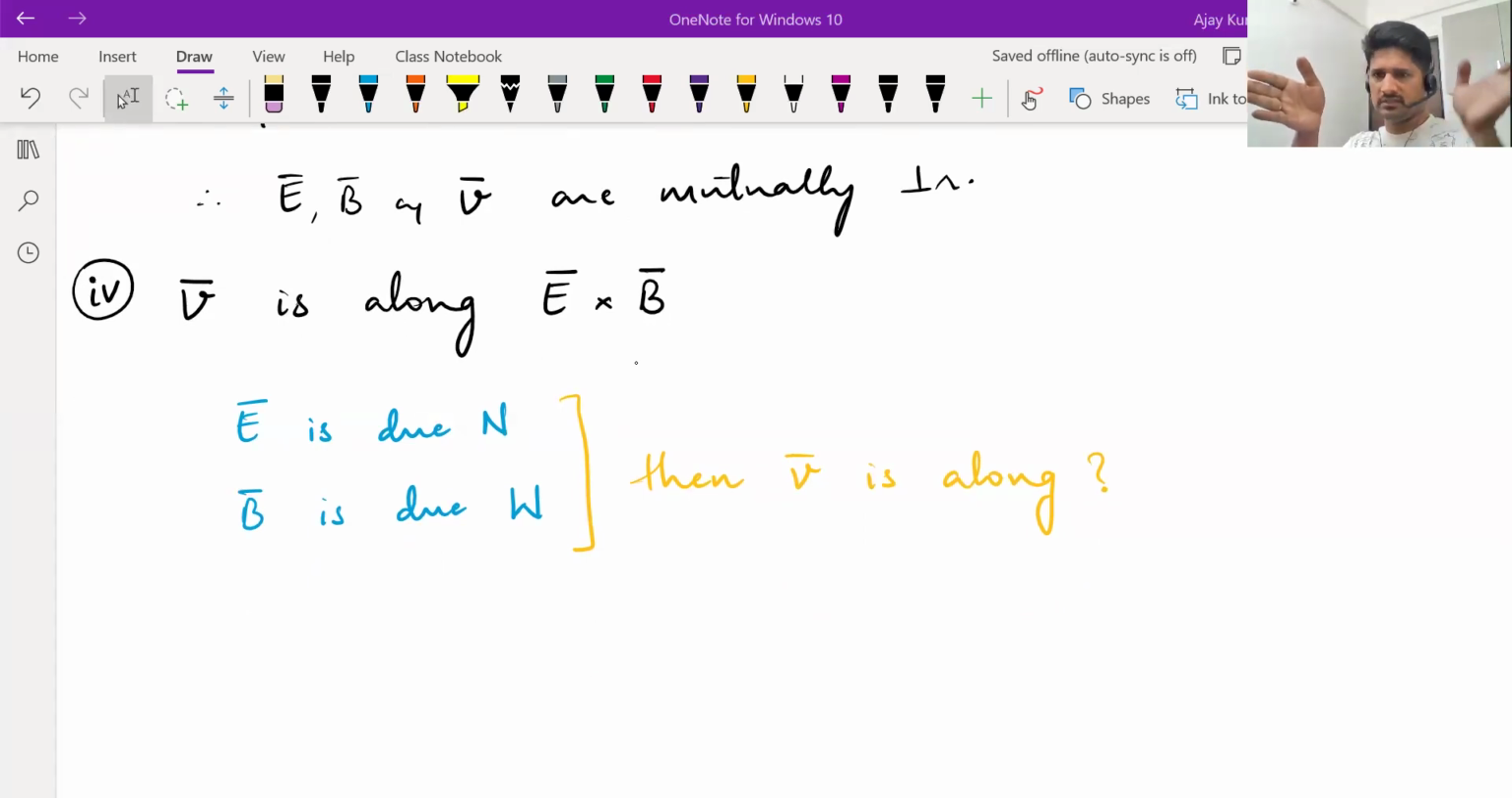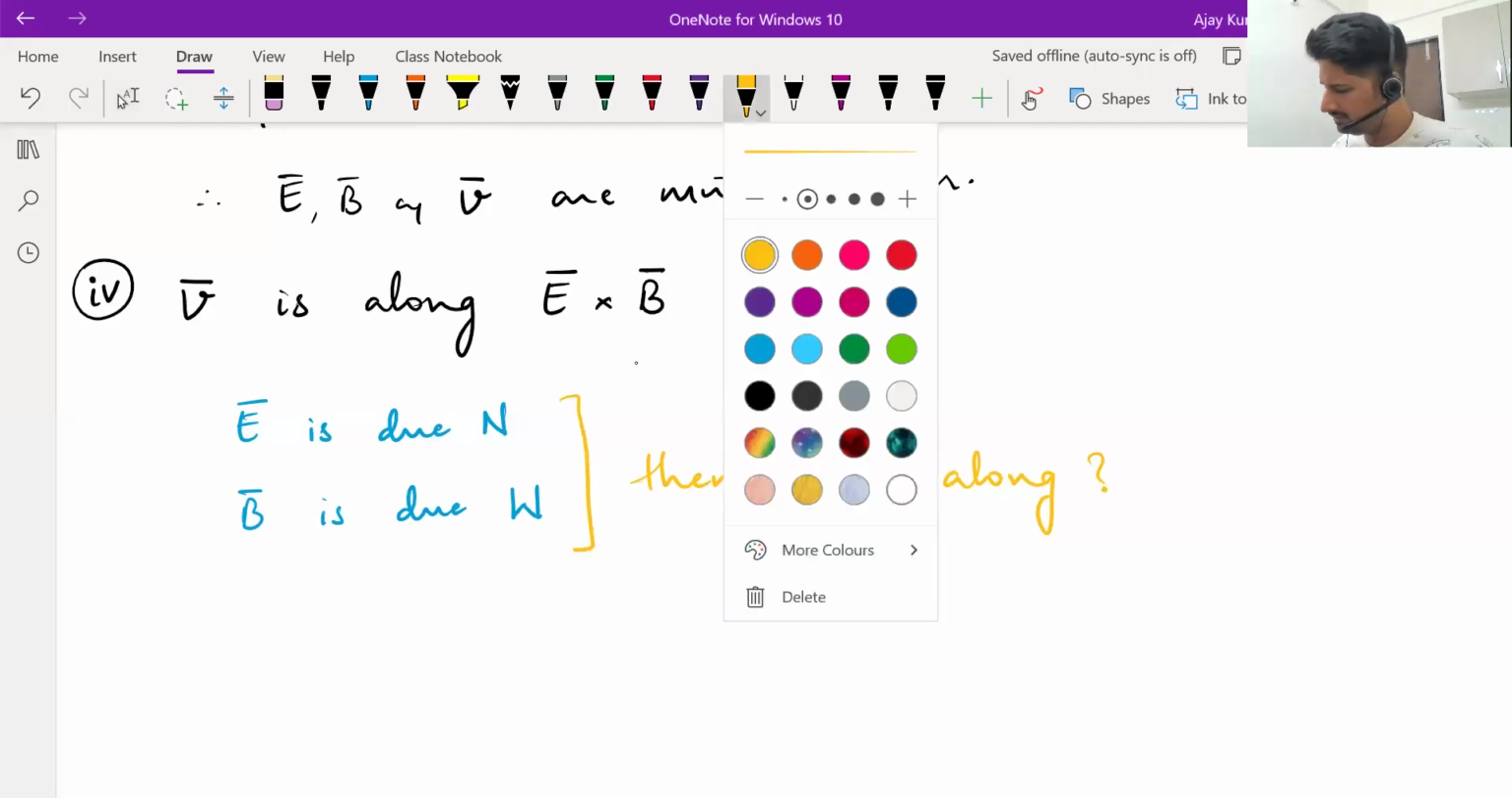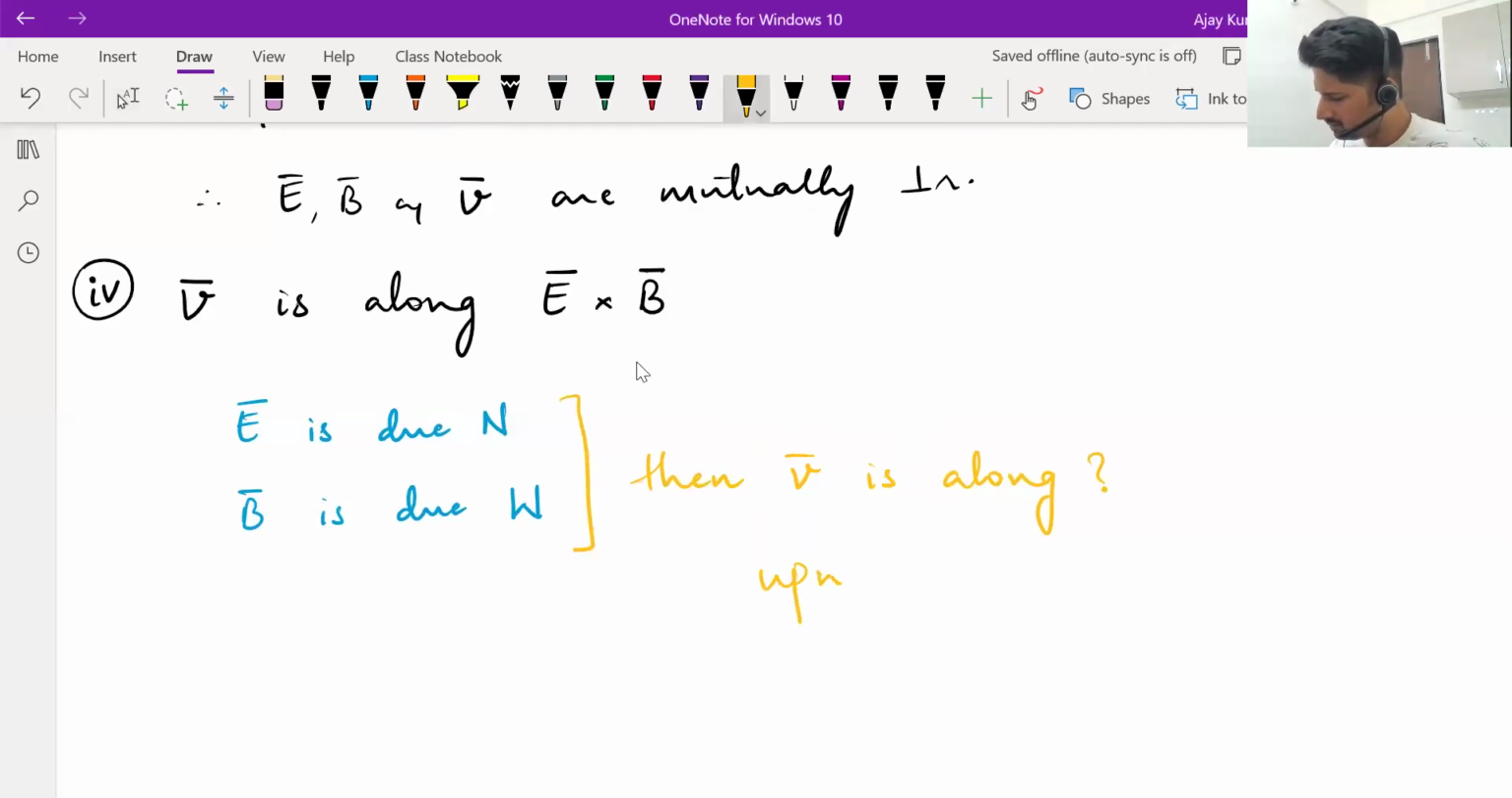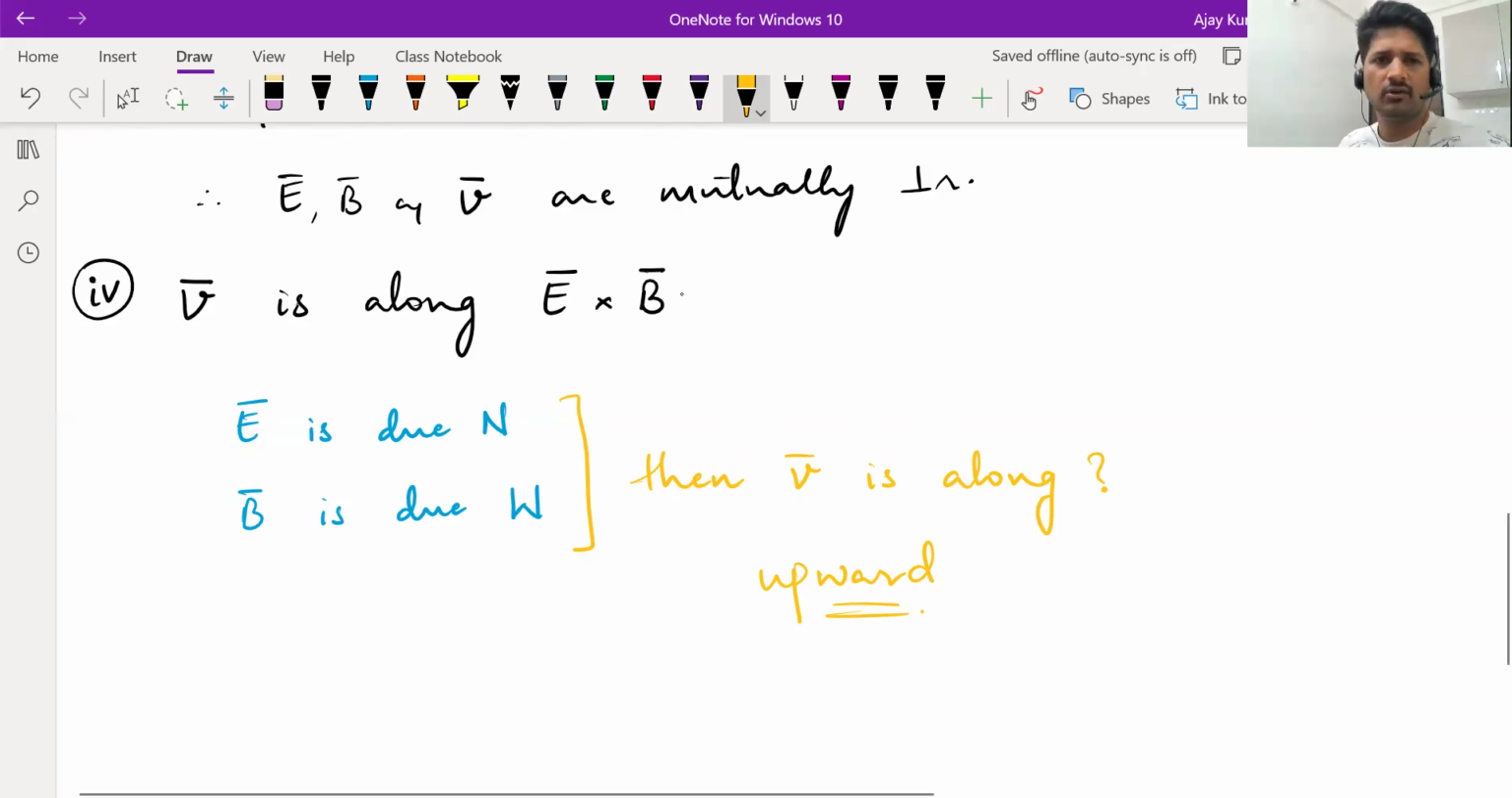My left is west. This is left for me. So I'll curl my fingers to the left. So electric field cross magnetic field, north cross west. Thumb is pointing in the upward direction. The answer is upward, vertically upward, towards the sky. So the electromagnetic wave is going in the upward direction, this particular wave. Is this clear to all of you? Any doubt in this?